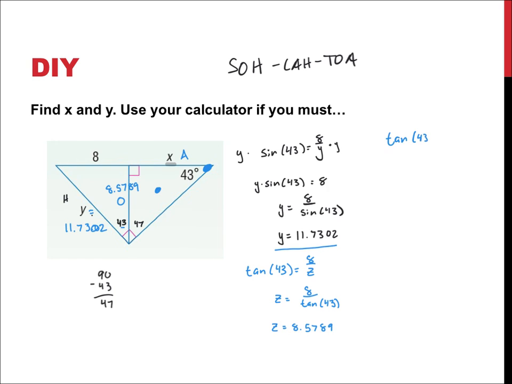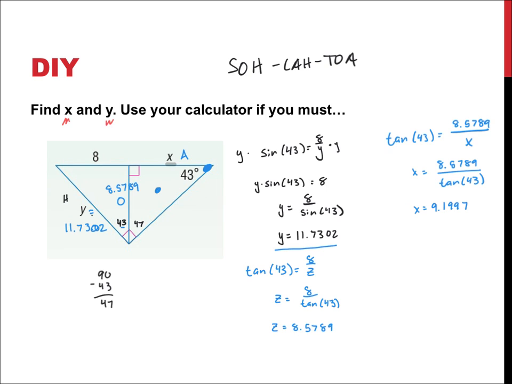Tangent of 43 is equal to 8.5789 over x. Solve for x, and this is your calculator ready answer. Once you plug this into the calculator, you should get that x is equal to 9.1997, or something very, very similar. So now I've solved for all my pieces. I am ready to turn in my answers.